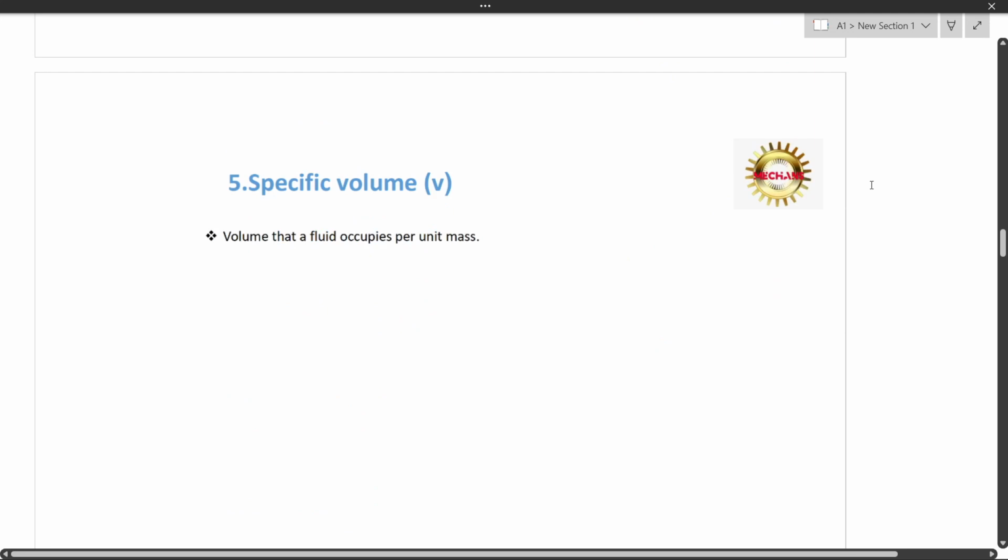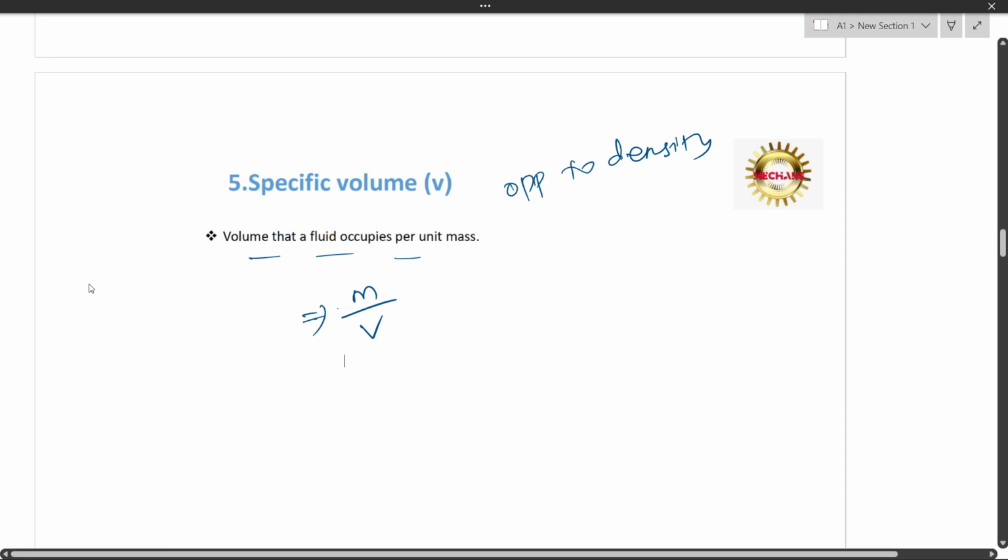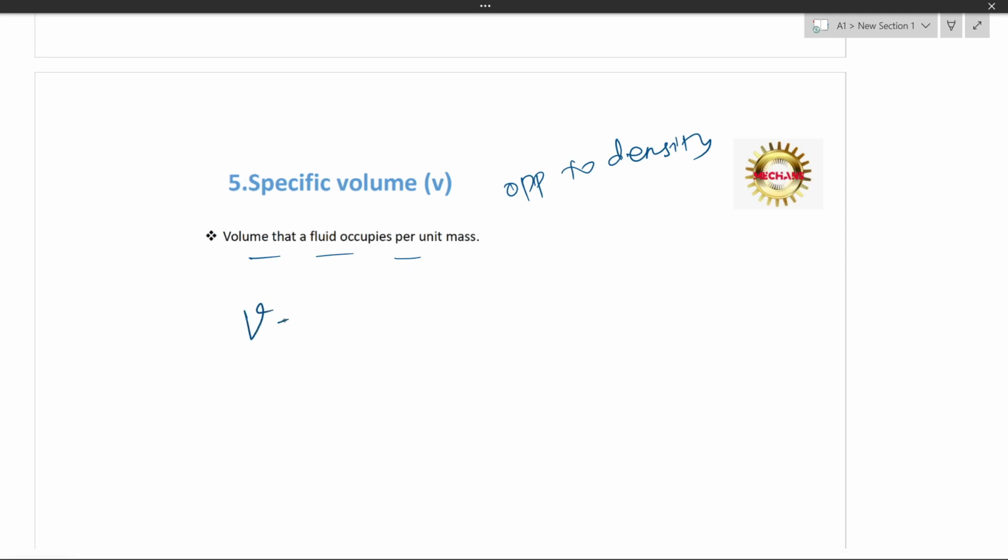Then specific volume. This is nothing but the volume that a fluid occupies per unit mass. This is just the opposite of density. Density means how much mass per unit volume, as we saw. Here we are saying how much volume per unit mass. If you include specific in front of any property, it just has to be divided by the mass. So the unit of this would be meter cube per kilogram.